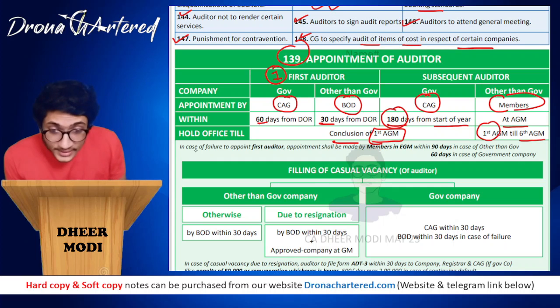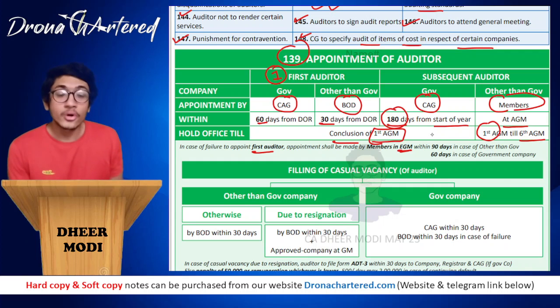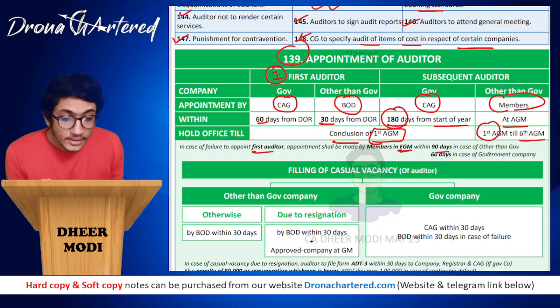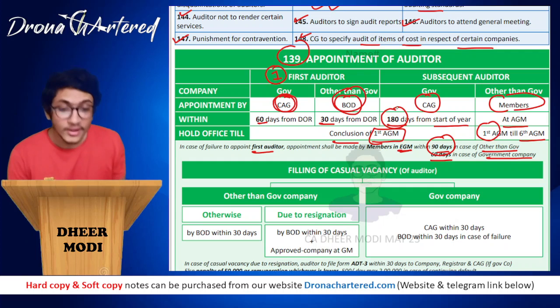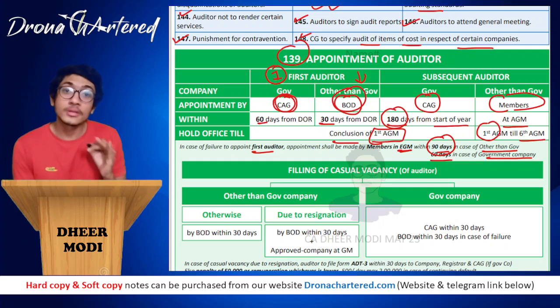Okay. In case of failure to appoint first auditor, appointment shall be made by members in your EGM. I hope you understand the difference between AGM and EGM. EGM is an extraordinary general meeting, within 90 days in case of other than government company, and 60 days in case of government company. That means if the CAG and your BOD did not appoint the first auditor, then it will be appointed within 90 days in case of other than government. That means over here this 30 days will be 90 days, and 60 days in case of government company. Who will elect? It will be done by the members in the EGM.